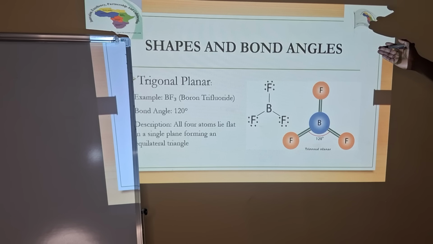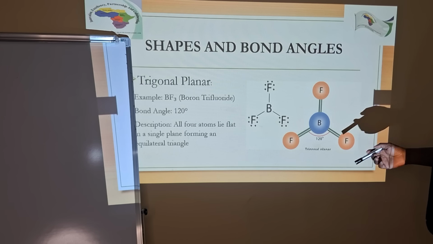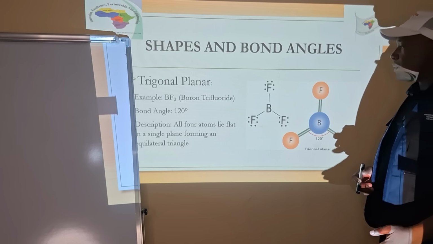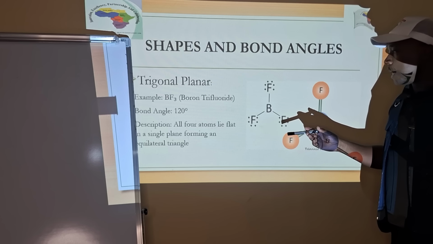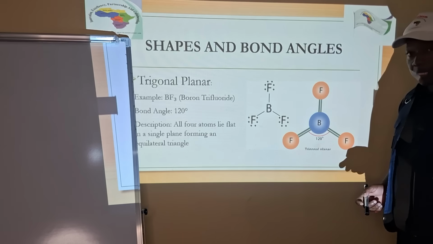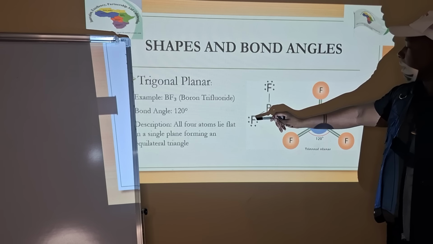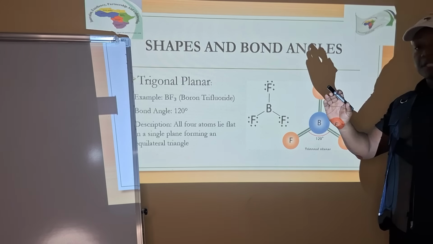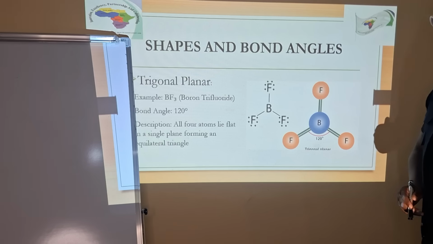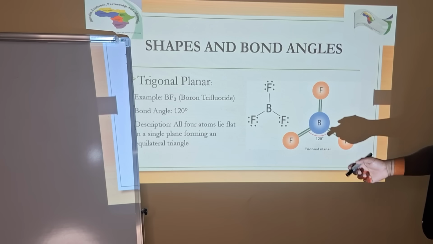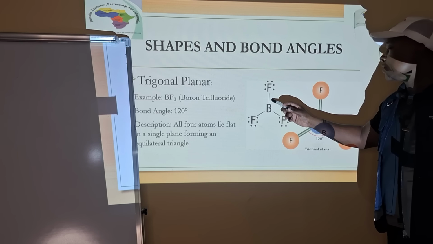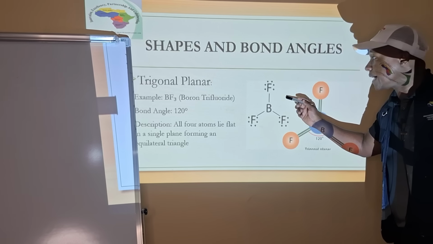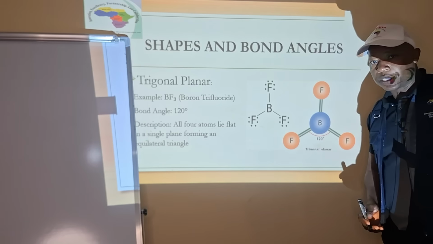Right, we now look at shapes and bond angles. Initially, we've got what we call the trigonal planar. An example of the trigonal planar is boron trifluoride. So the bond angle for trigonal planar is 120 degrees. As we can see, the fluorine atoms are arranged in such a way that they are equally distributed surrounding the boron atom, right? So as we can see, this is a single plane which forms an equilateral triangle. So the bond angle in a trigonal planar structure is 120 degrees, right?